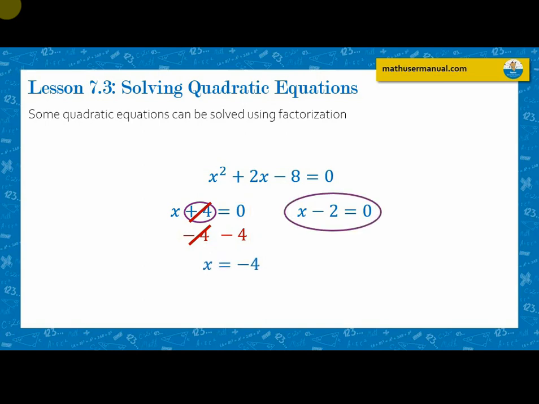We move on to the other equation. We have x minus 2, so we need to move that minus 2. The opposite of a minus 2 is a plus 2. That way they cancel. But if we do plus 2 on the left side of the equation, we also have to do plus 2 on the right side of the equation. 0 plus 2 is simply 2, so x equals 2. And these are the solutions to this quadratic equation: x equals negative 4 and x equals 2. You can also check your answers by replacing the x's in the equation. If you replace x with negative 4, you'll get 0. If you replace x with 2 in the equation, you also get 0.